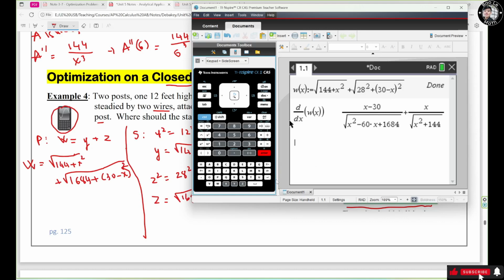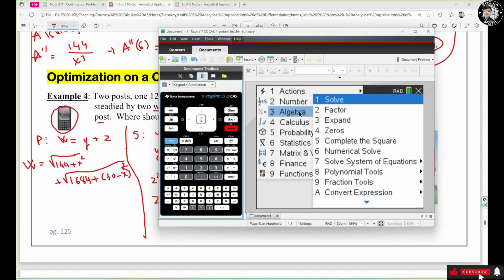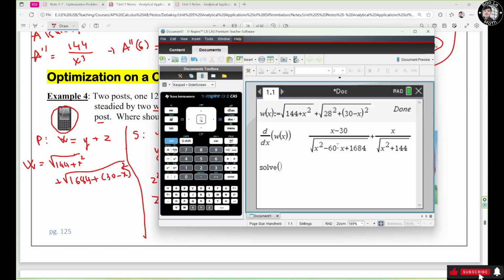Now you need to find the critical number, right? So you're going to solve the equation W prime of s equals 0, which is this guy right here equals 0, right? So you're going to hit menu, algebra, solve, right? Then you're going to copy this one down.